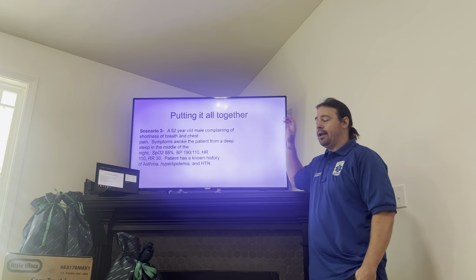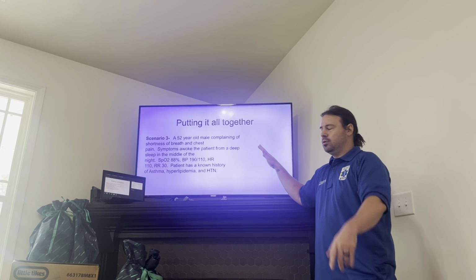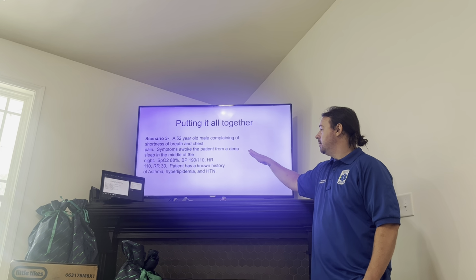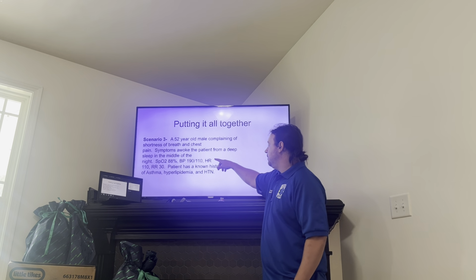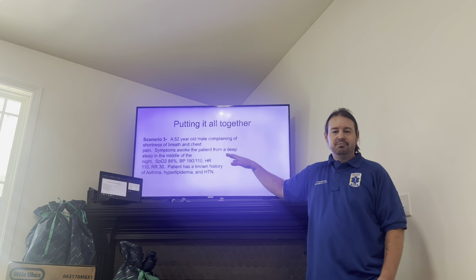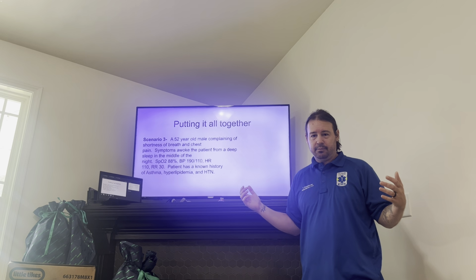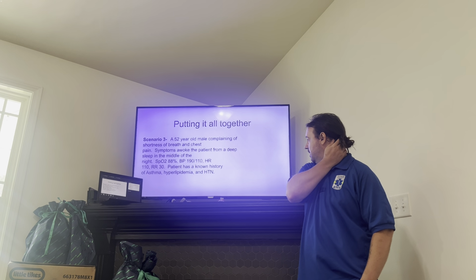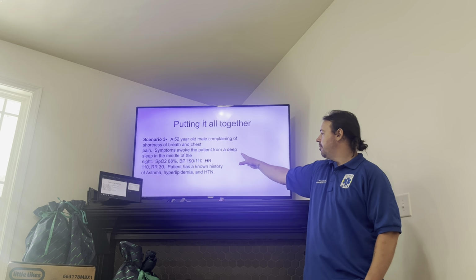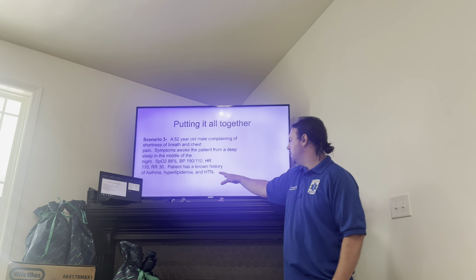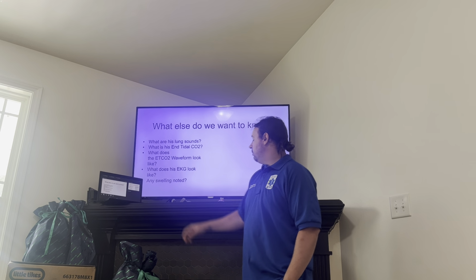So the age, again, we're in an age demographic where they are susceptible, could be having a CHF exacerbation. Symptoms awoke the patient from a deep sleep in the middle of the night. That's never good, right? If you are asleep and you wake up going, oh, my chest really hurts, not a good sign, right? But it also points maybe to CHF, right? SpO2 88, blood pressure 190 over 110. These are all on par with the other vitals that we saw from the other patients, right? So what else do we want to know with this patient?